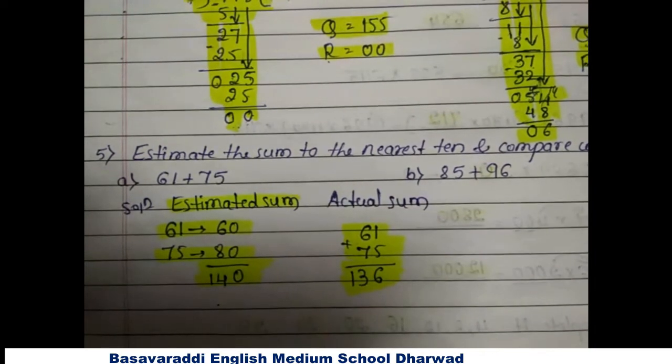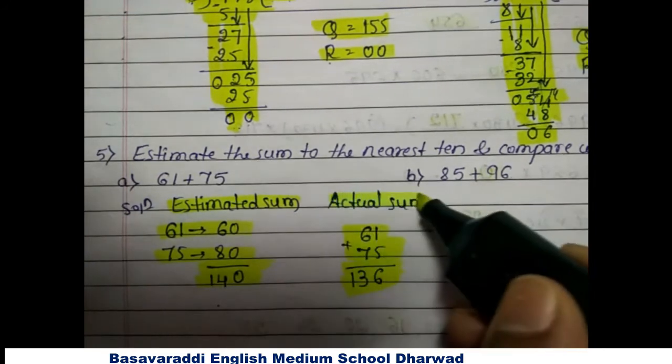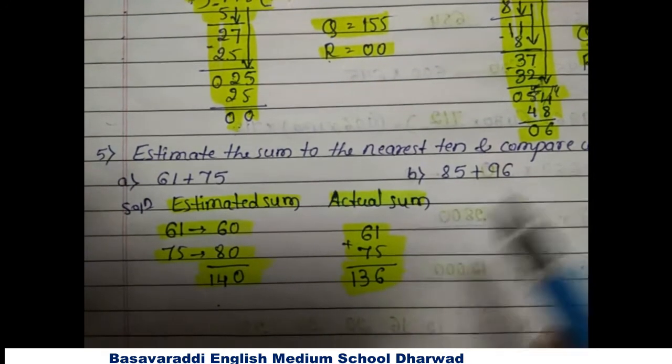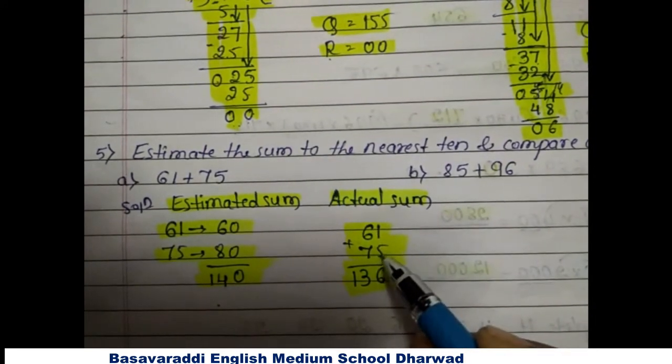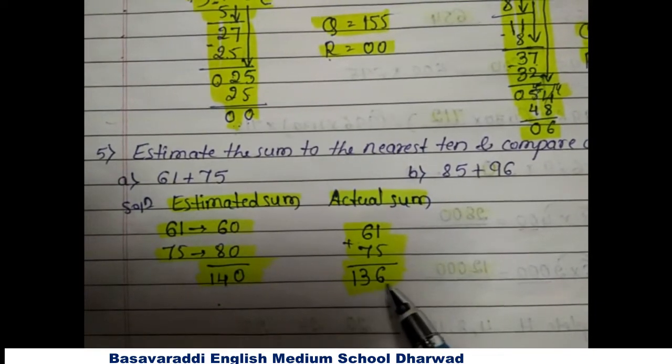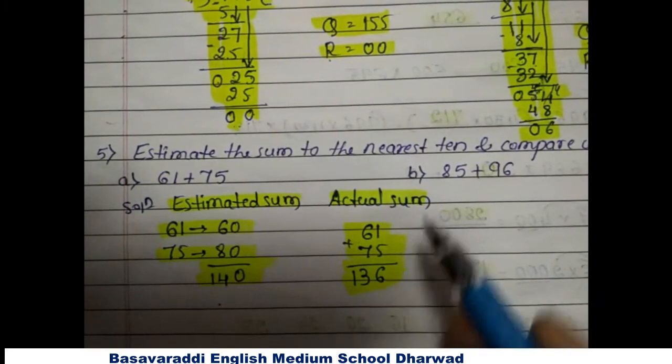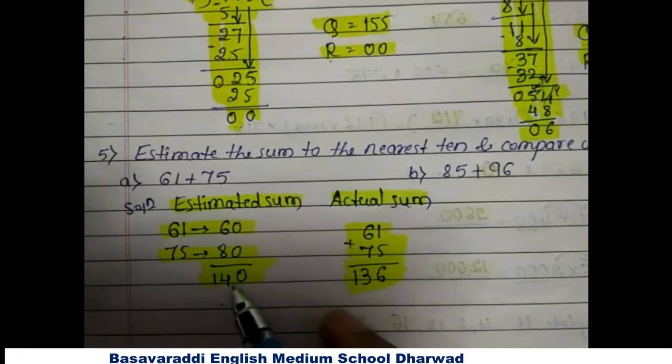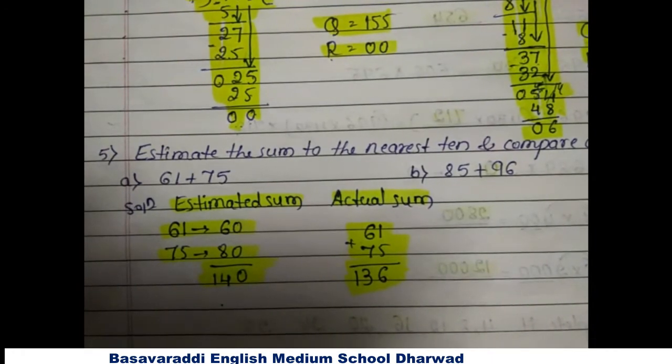Yes, what about the actual sum? Write the given numbers as they are. 61 plus 75 is 136. The 136 is the actual sum. The 140 is the estimated sum.